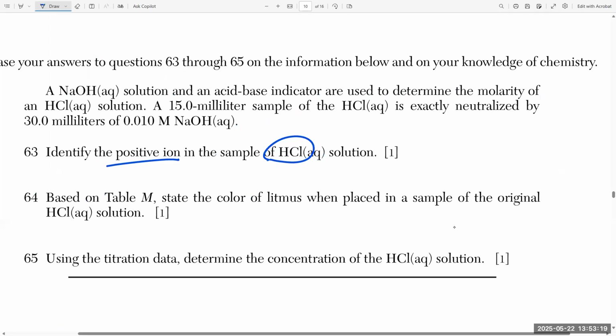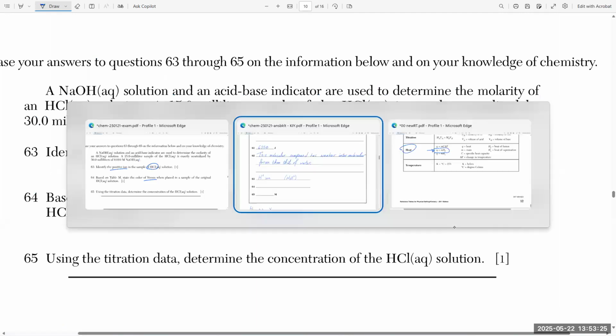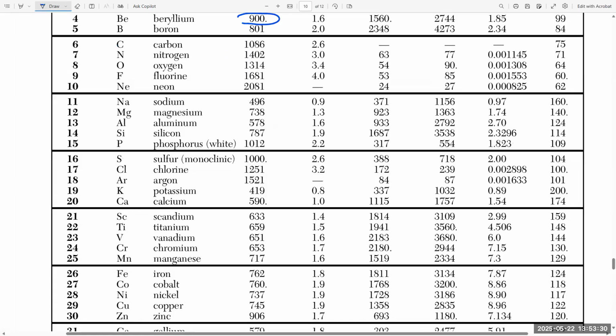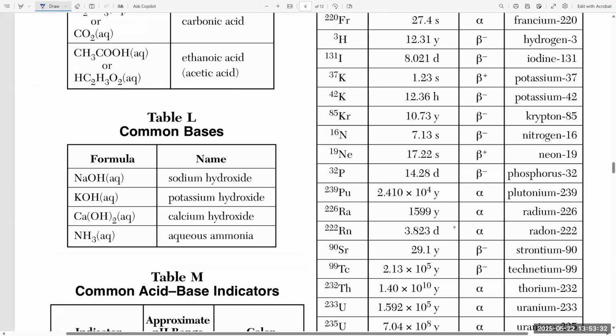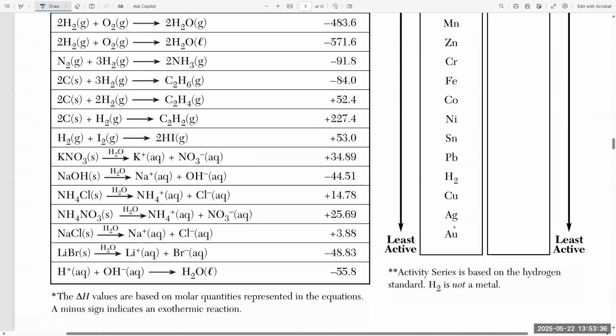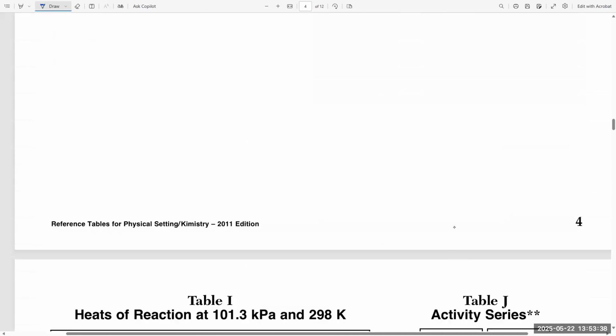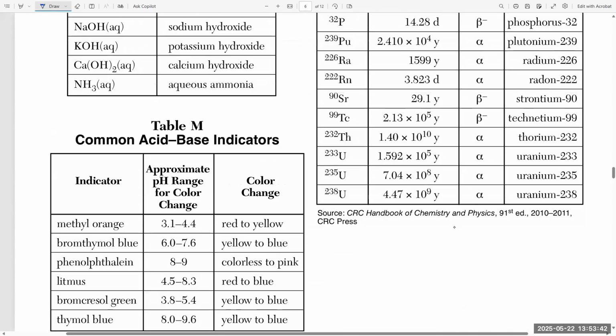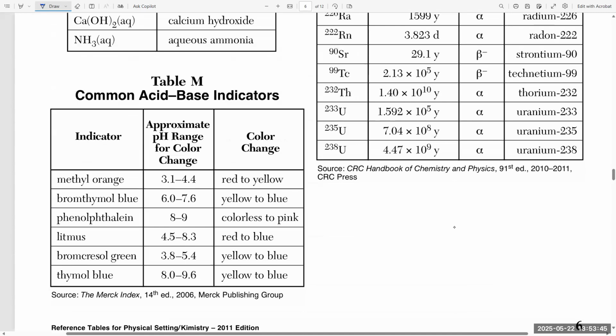64. Based on table M, state the color of a litmus when placed in a sample of the original HCl solution, right? So, what I'm going to do, I'm going to go here, right? I know already because I'm a chem teacher, but let's go here and go to table litmus paper. I think I just missed it, right? Litmus paper is up here. It is. And they said litmus paper, it's right here, right? It's red to blue, right?